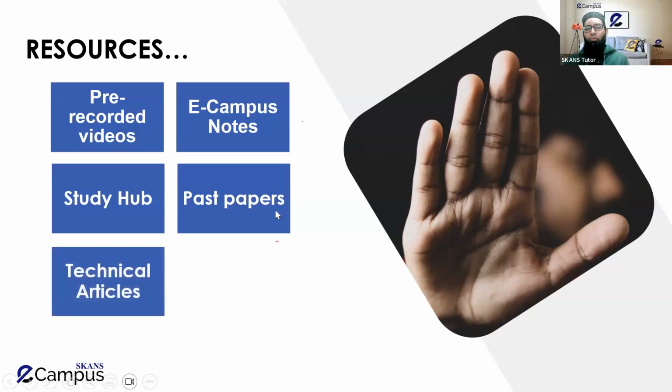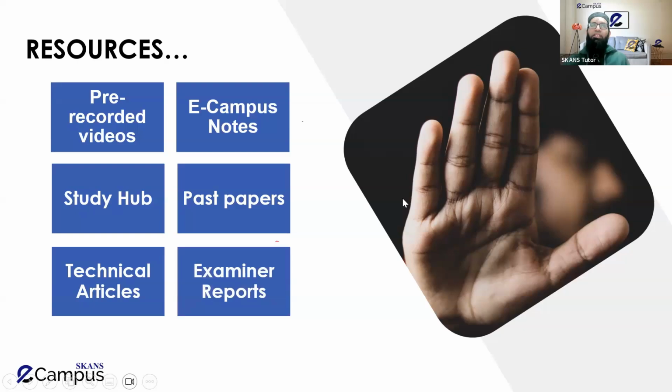Technical articles can also be found on the ACCA Global website, which can help you to review technical areas. By the way, these technical areas would already have been covered in the notes and in the recorded videos. However, the technical articles written in the examination section of the ACCA would give you a different perspective on the same topics. So this makes them a very valuable resource for you.